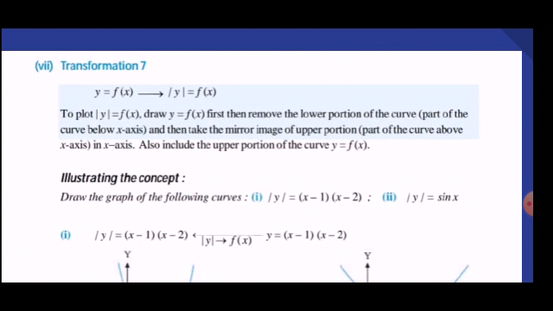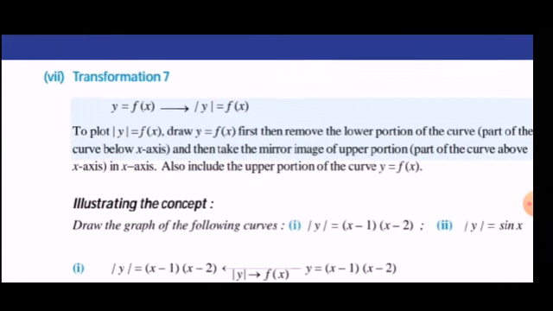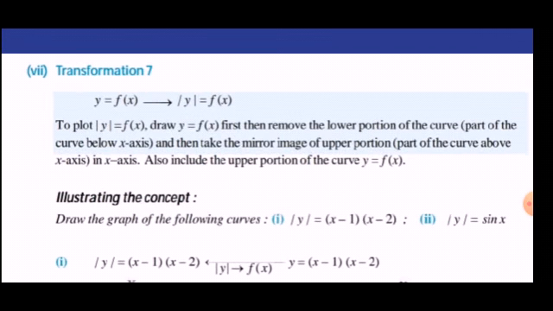So for this, what we have to do, to plot mod y equal to fx, is draw y equal to fx and then remove the lower portion of the curve, that is, the part of the curve below the x-axis. Then take the mirror image of the upper portion, the part of the curve above the x-axis, in the x-axis. Also include the upper portion of the curve y equal to fx. Let's see what we will do over here.